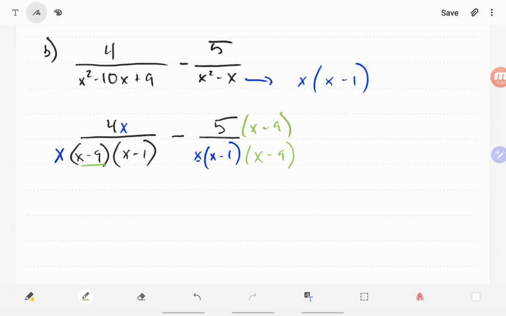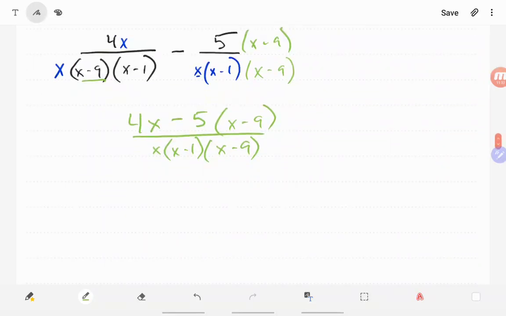Okay, so now when I look through this, I see x minus 9, x minus 9, x minus 1, x minus 1, right? We have found the common denominator. And I'm not even going to multiply that out. I'm just going to rewrite this as 4x minus 5 times x minus 9 over x times x minus 1 times x minus 9. That's fantastic. The numerator, though, can be reduced. I'm not going to change the denominator.